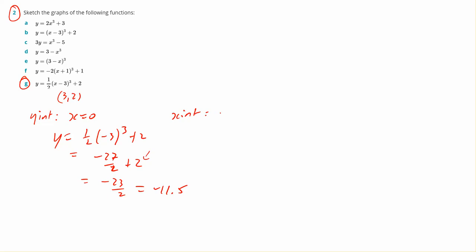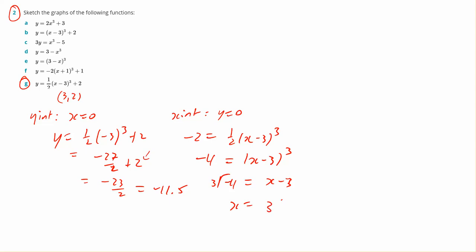X-intercept, y equals 0. I'm going to move the 2 over to the other side. x minus 3 cubed, multiply both sides by 2, so that's negative 4. x minus 3 cubed equals negative 4. I'm going to cube root both sides. So I get x minus 3, and then x equals 3 plus the cube root of negative 4.